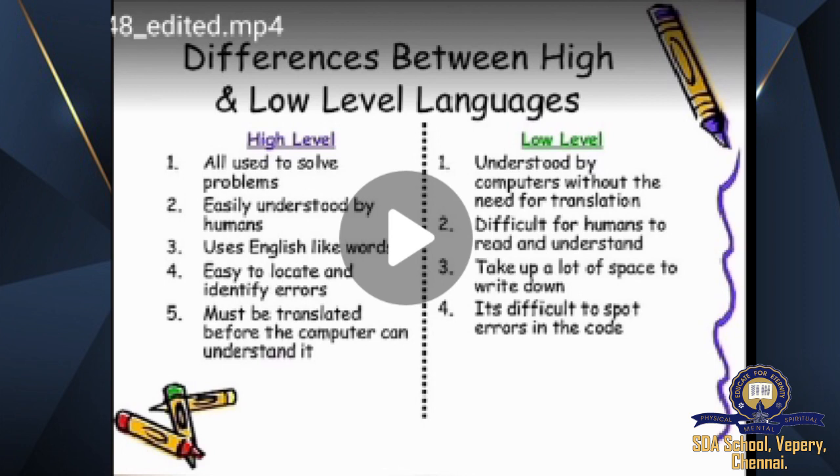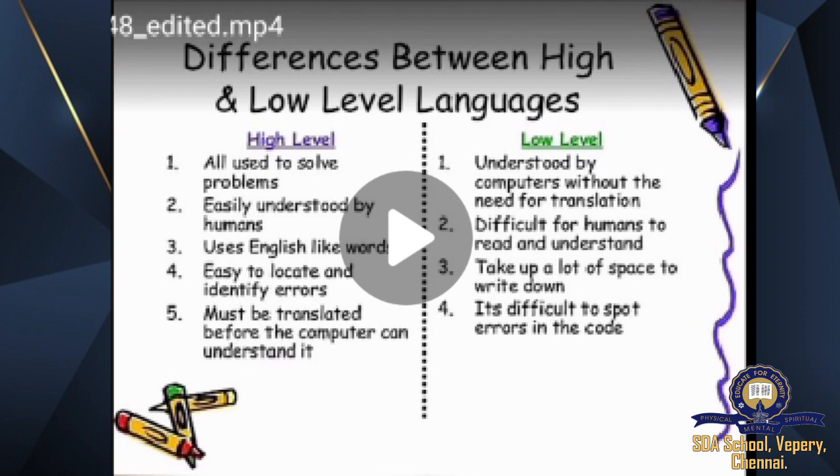We see some of the differences between high and low level languages. High level language is used to solve problems, easily understood by humans, uses English-like words, easy to locate and identify errors, and must be translated before the computer can understand it.